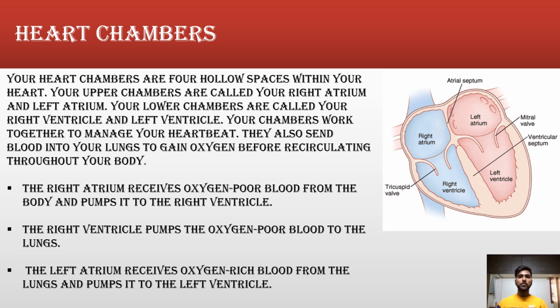The right atrium receives oxygen poor blood from the body and pumps it to the right ventricles. The right ventricles pumps the oxygen poor blood to the lungs. The left atrium receives oxygen rich blood from the lungs and pumps it to the left ventricles.